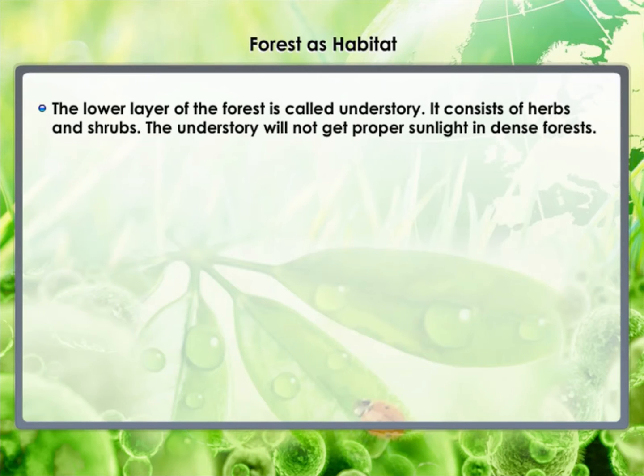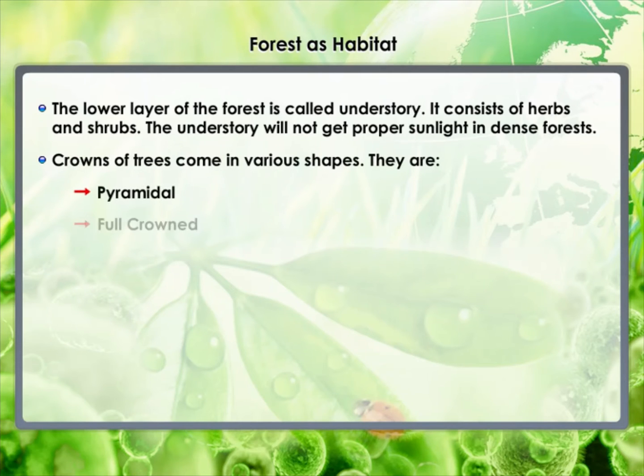The lower layer of the forest is called understory. It consists of herbs and shrubs. The understory will not get proper sunlight in dense forests. Crowns of trees come in various shapes. They are pyramidal, full-crowned, vase, fountain, spreading, weeping.